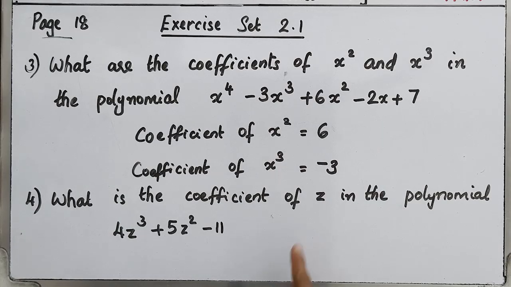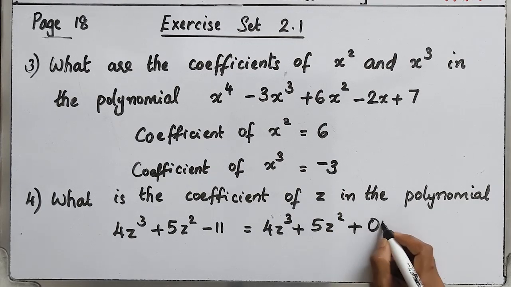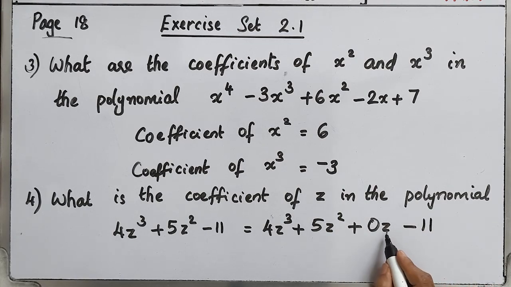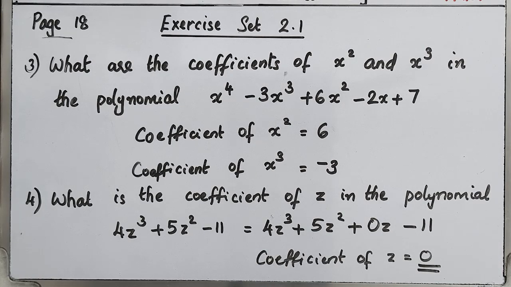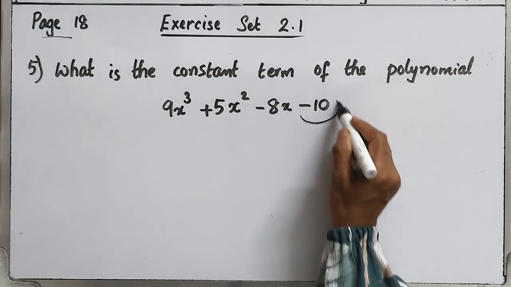The question is, what is the coefficient of z in the polynomial 4z cube plus 5z square minus 11? Here we need to find the coefficient of z, but z term is missing. So we can rewrite this as 4z cube plus 5z square plus 0z minus 11. So coefficient of z is 0. Moving to the last one. Here the question is, what is the constant term of the polynomial 9x cube plus 5x square minus 8x minus 10? Constant term is minus 10.